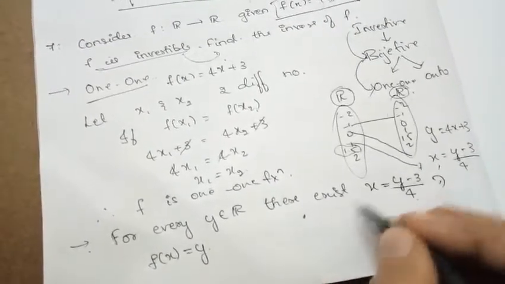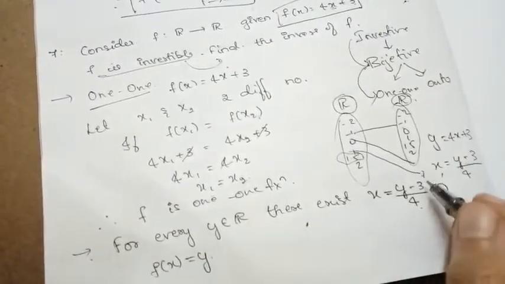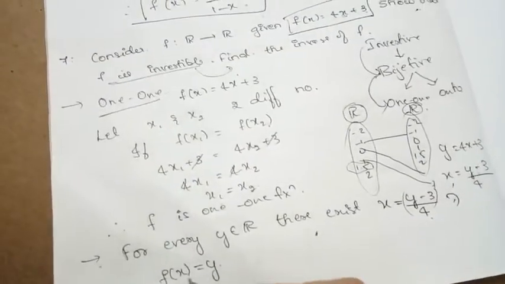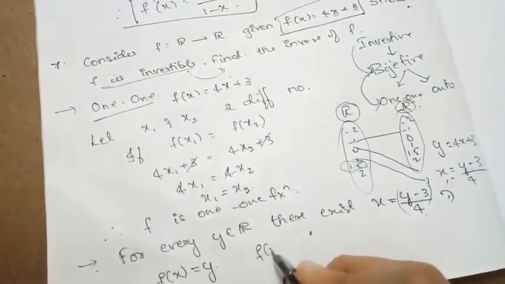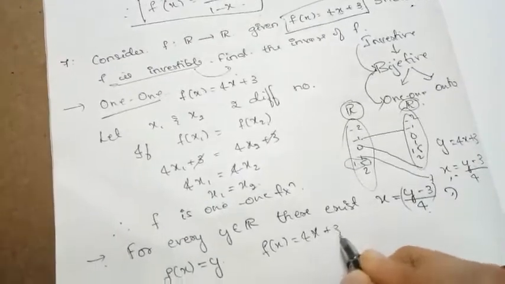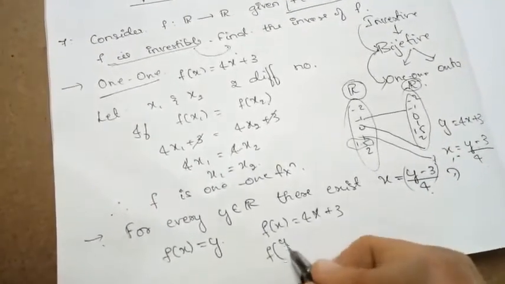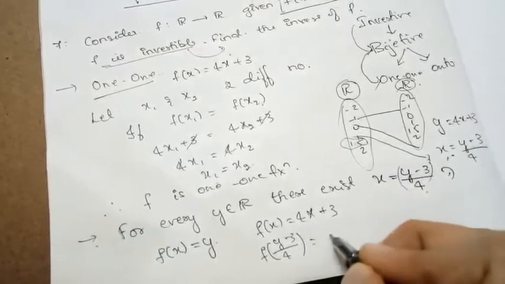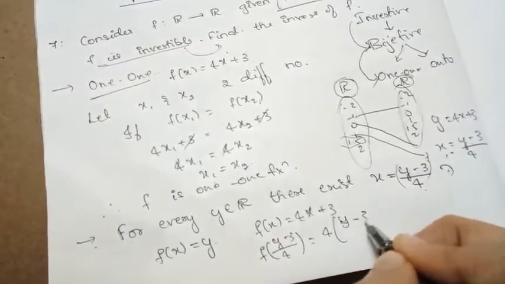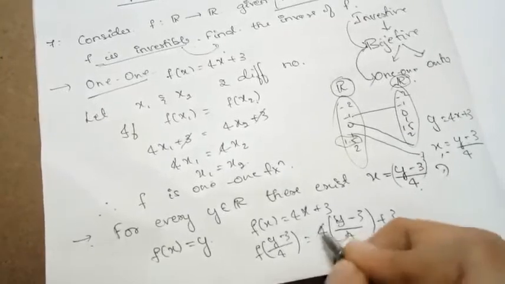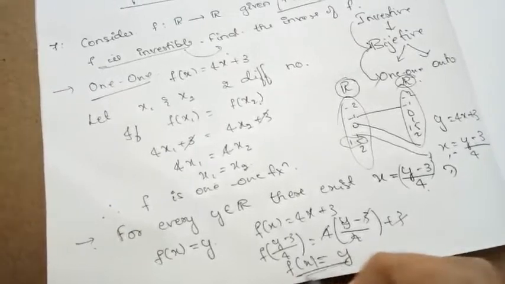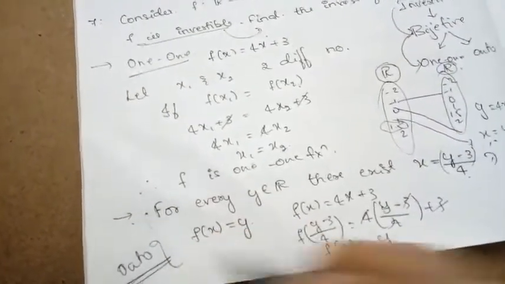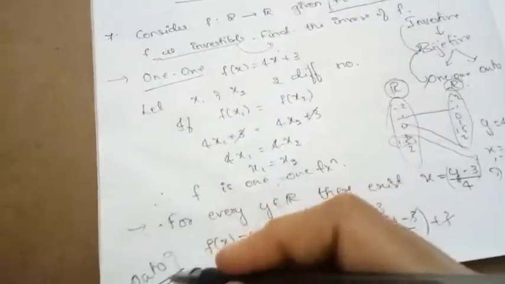So if you input this value in the place of x, you are going to get y. Where is that function? f of x is equal to 4x plus 3. If I input the value x is equal to y minus 3 divided by 4, what happens? y minus 3 divided by 4, the 4 cancels and the 3 cancels. So we get y, that is, f of x is equal to y. So the given function is an onto function. So the function is one-one as well as onto.